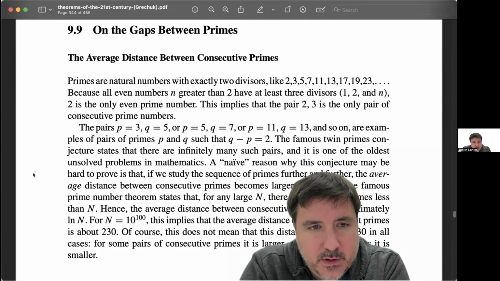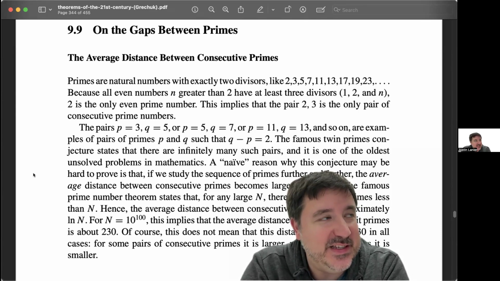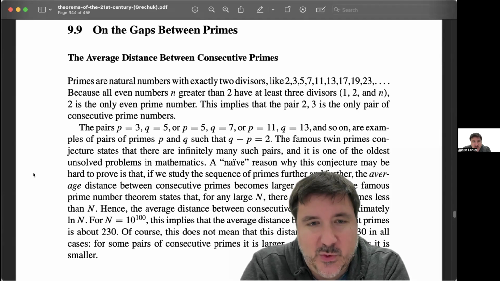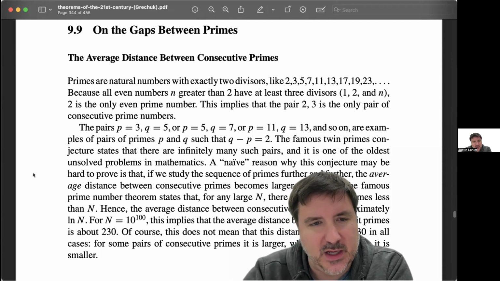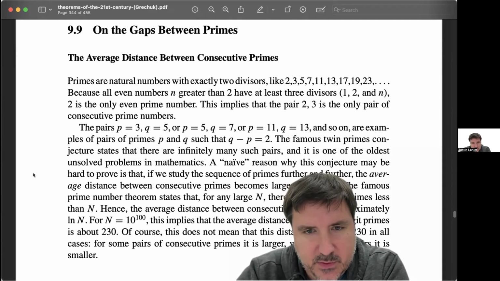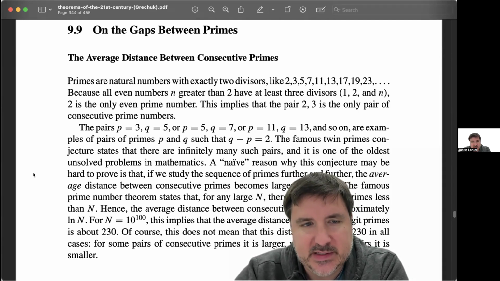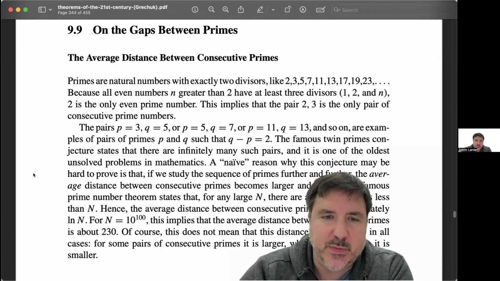And then for n really big, how do you say that number? 10 to the 100. I'll have to Google that. This implies that the average distance between 100-digit primes is about 230. That's not so far apart. I guess this is how the logarithm kicks in. But that's still bigger than 2. Okay, so of course, this does not mean that this distance is exactly 230 in all cases, right? Because it's an average. For some pairs of consecutive primes, it's larger. For some pairs, it's smaller.